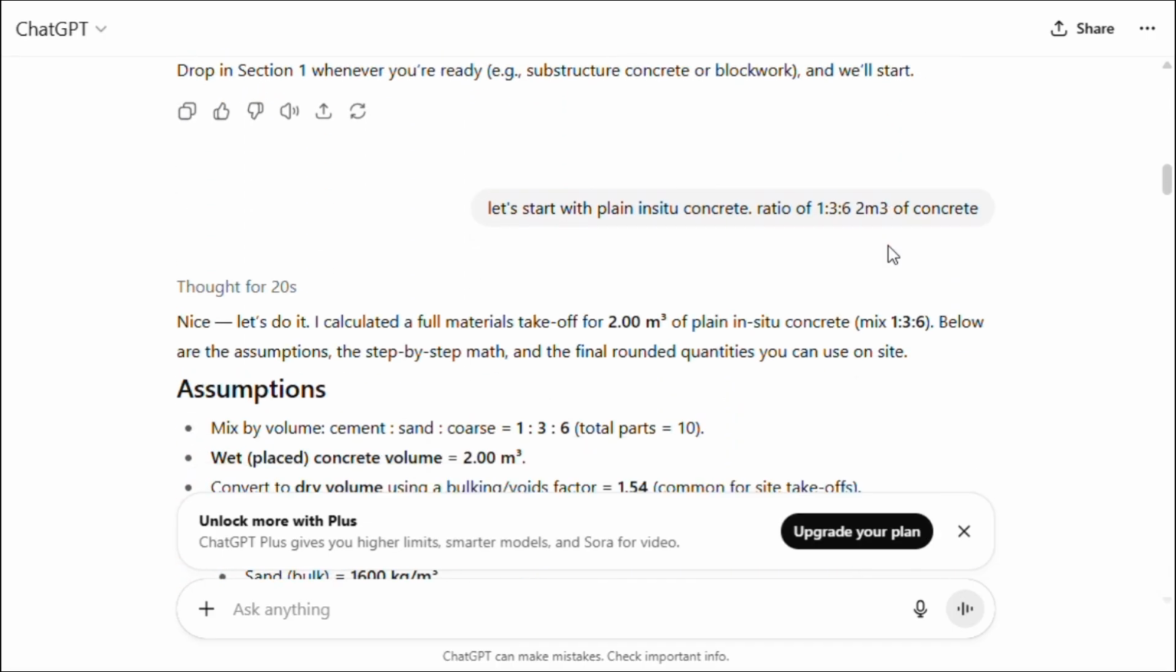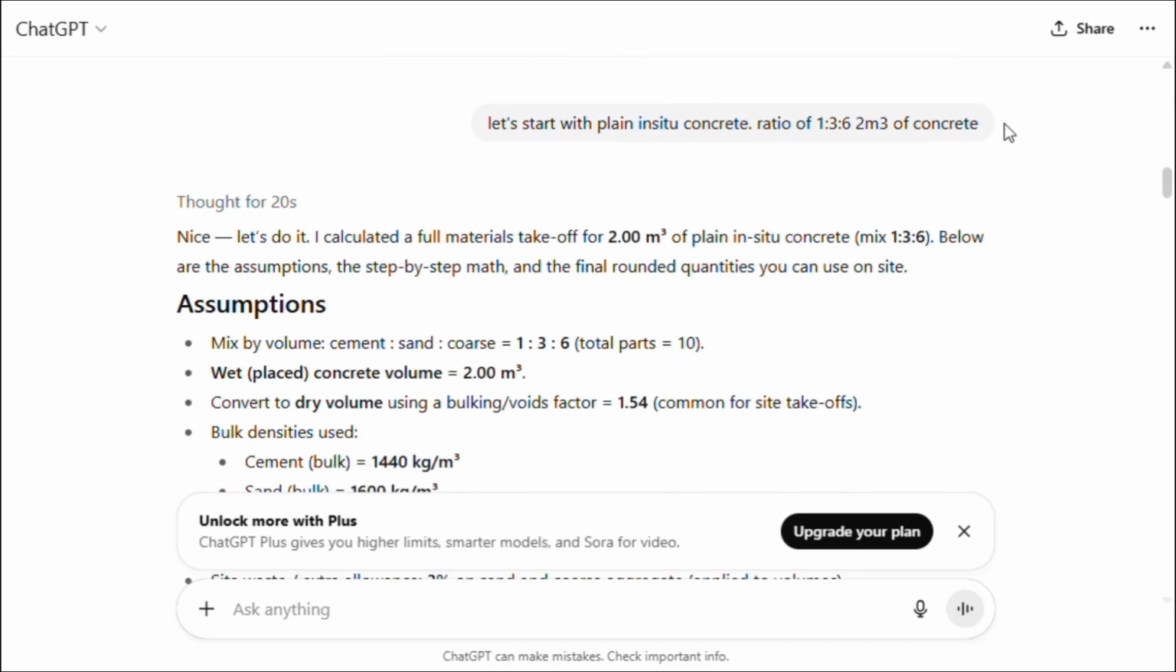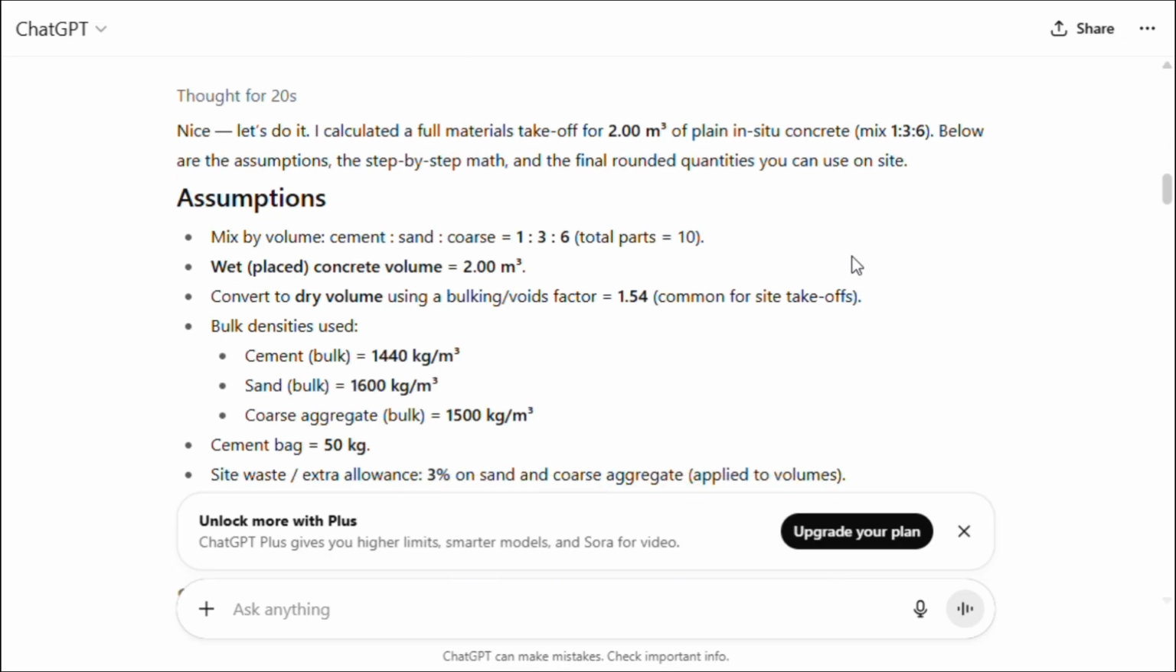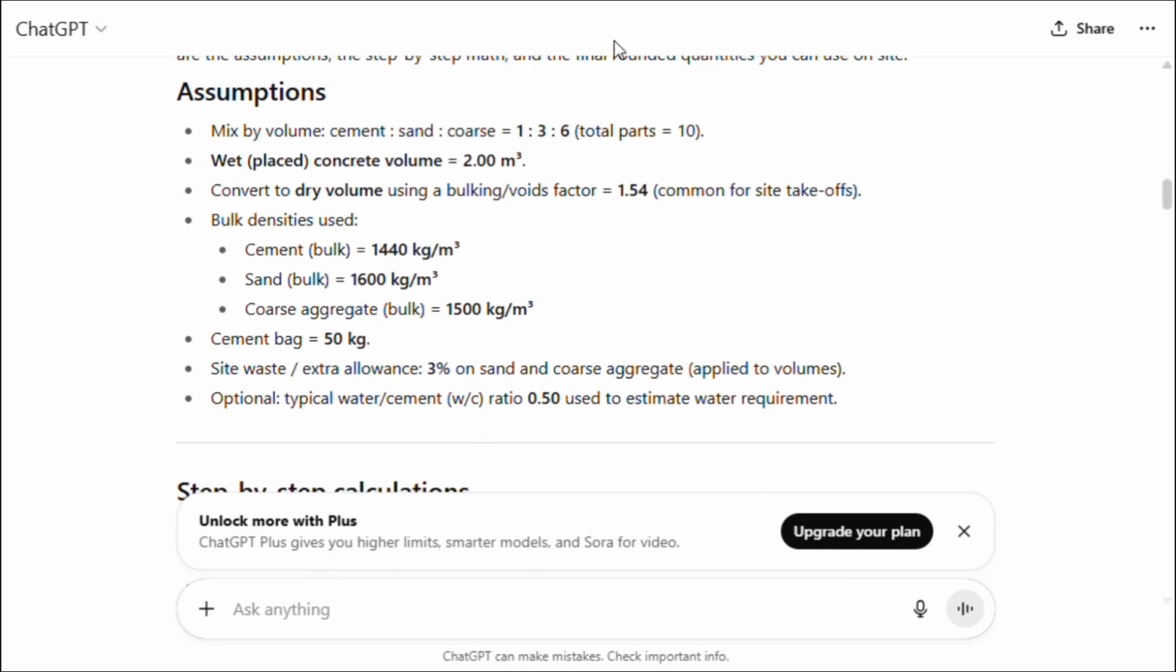We first started with plain concrete with a ratio of 1:3:6. That's 2 meter cube of concrete. The AI gave the assumptions it would be using. I went through to make sure it's not going off track, that it's on the same page as I am.